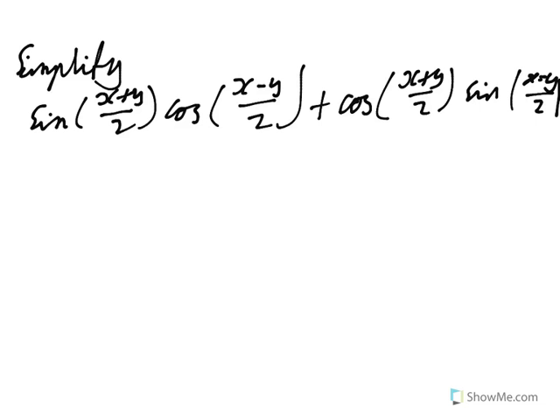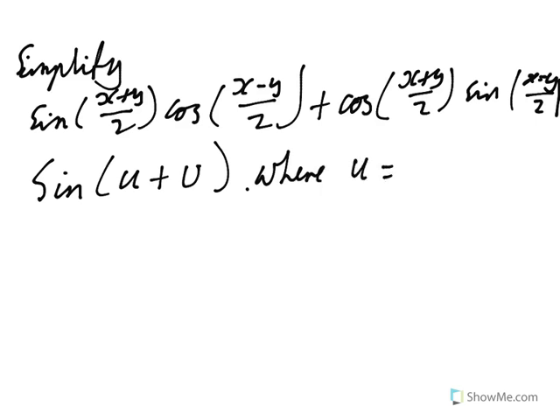So you need to go to your angle formulas, the sum and difference formulas, and look and see which one goes sine cos plus cos sine. And when you look at that, that is the sine u plus v one that we're looking at. So in this case, u is x plus y on 2, and v is x minus y on 2.